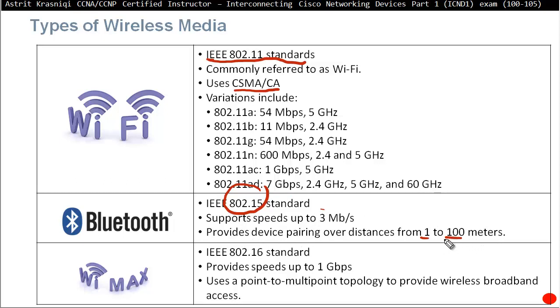I don't know, I never had a Bluetooth that could connect to 100 meters. Anyway, there's Bluetooth with short range, medium range, and long range, but 100 meters, not sure. Anyway, that's what it says. That's all you have to remember.